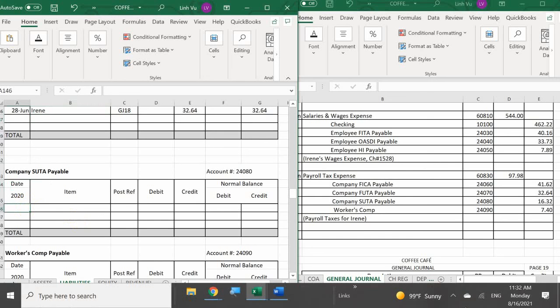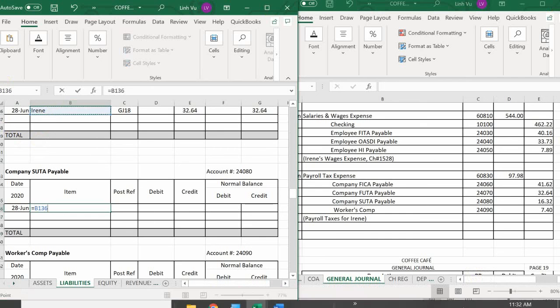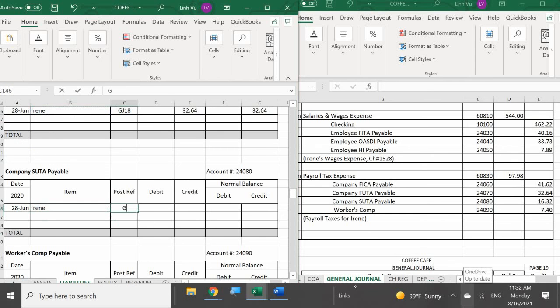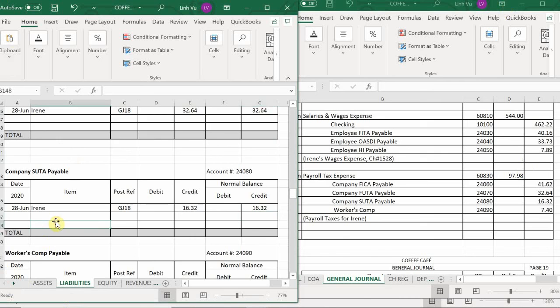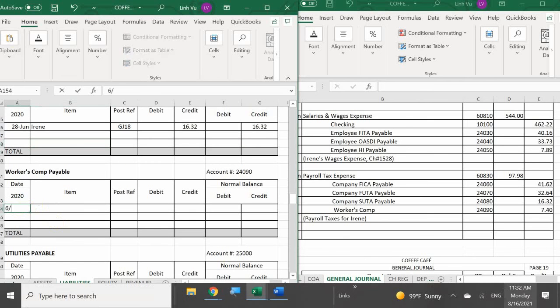Okay. What about the company SUTA? How much was it that I calculated based on Irene's earnings? $16.32. Okay. Last but not least, what was workers' compensation? Workers' comp is $7.40.